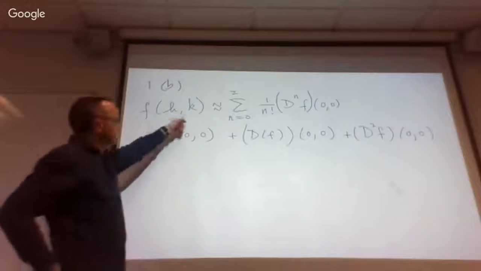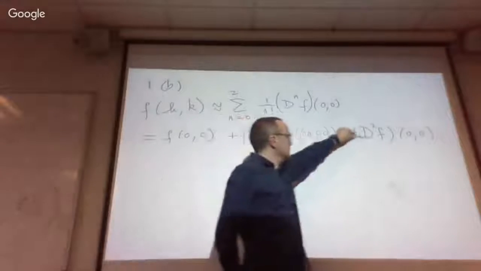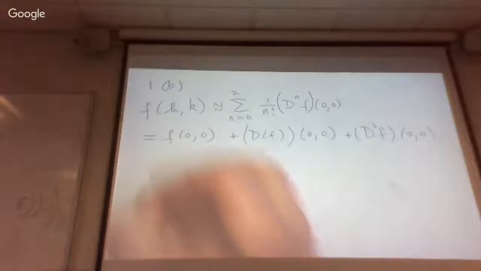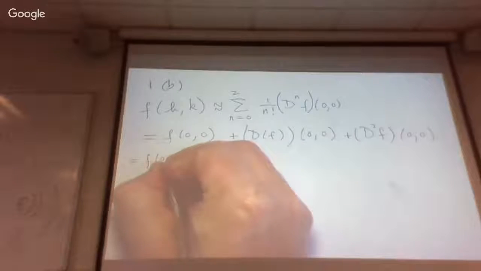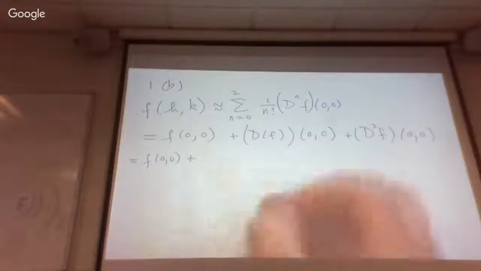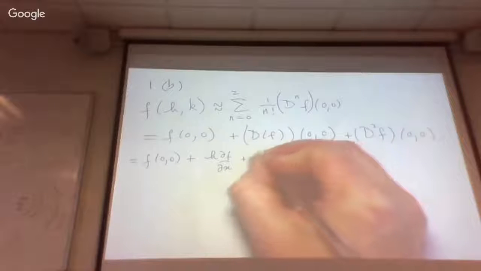Now, where have our h and k gone? Of course, h and k are part of the operator d. You can now bring in the definition of the operator d. This is h df/dx plus k df/dy.